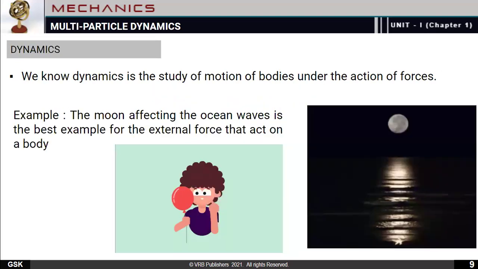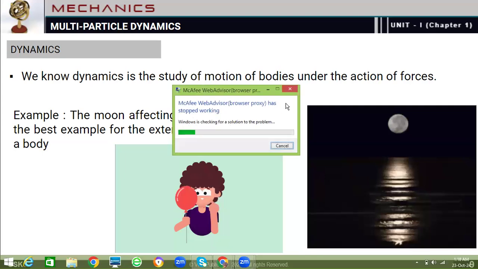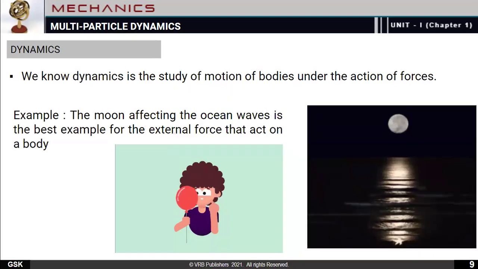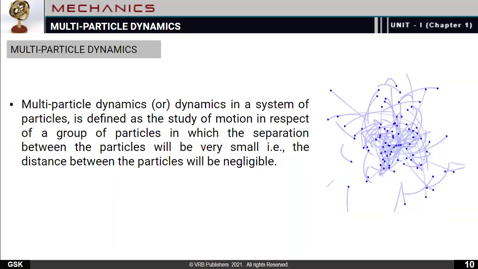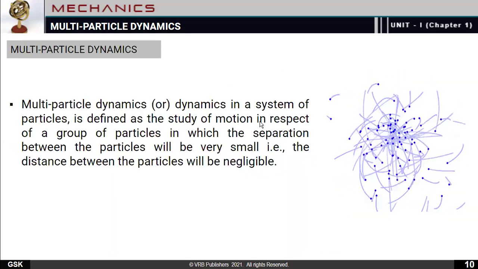The next one is dynamics. Now we are entering into our topic, multi-particle dynamics. Before that, we have to know about dynamics. It is the study of motion of bodies under the action of forces, whether static or in rotation. But dynamics represents the study of motion only. For example, the moon affecting the ocean waves is the best example of an external force acting on a body.